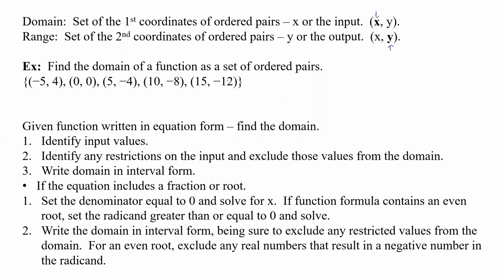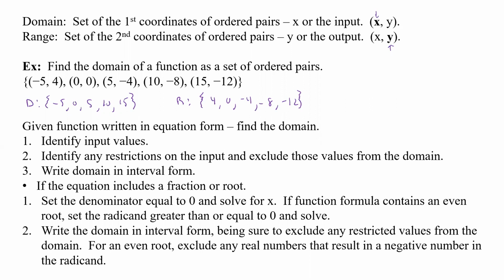So if we needed to write them out, we could, but if we don't have to. So let's go ahead and do kind of what we said. The domain is basically going to be the set negative 5, 0, 5, 10, and 15. And our range is going to be all the y's. And so it's going to be 4, 0, negative 4, negative 8, and negative 12, okay? And so that would be our domain and our range.